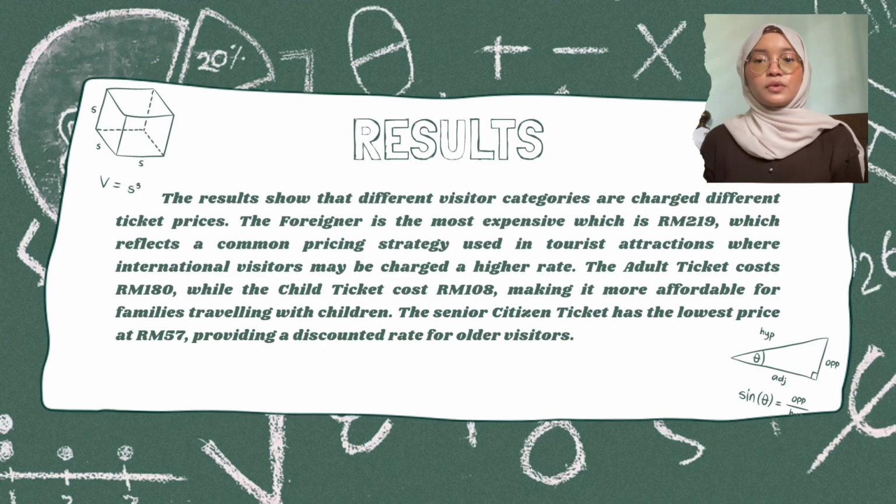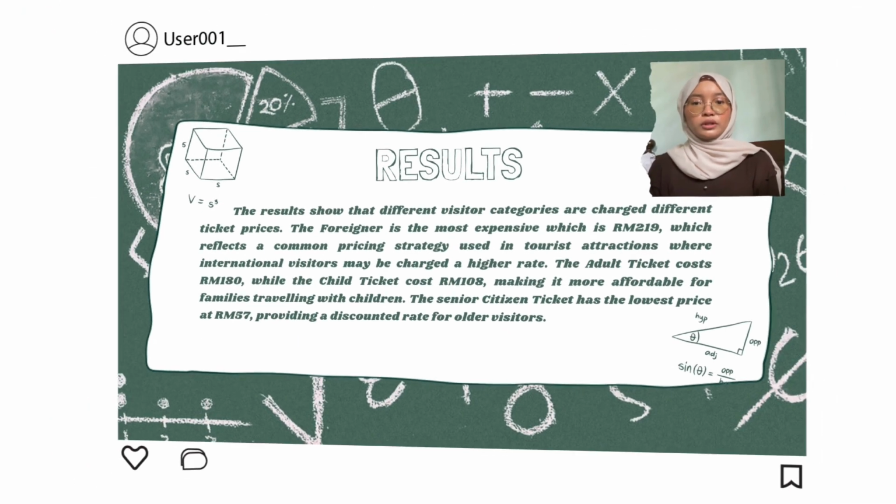The foreigner is the most expensive, which is RM290, which reflects a common pricing strategy used in tourist attractions where international visitors may be charged a higher rate. The adult ticket costs 180, while the child ticket costs RM108, making it more affordable for a family traveling with children. The senior citizen ticket has the lowest price at 57, providing a discount rate for older visitors.